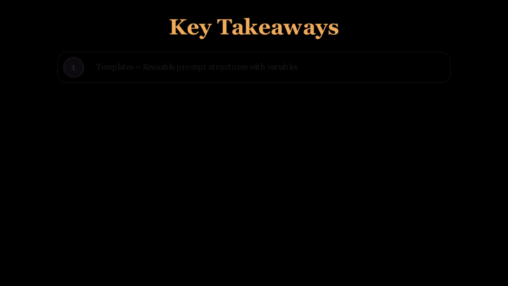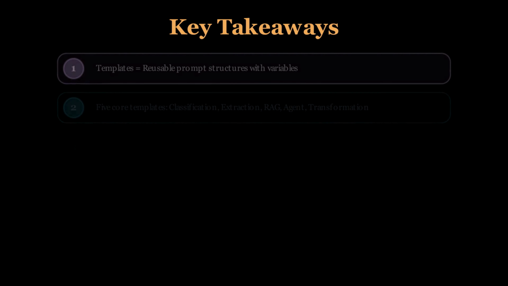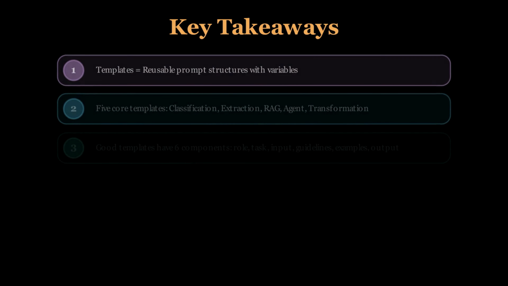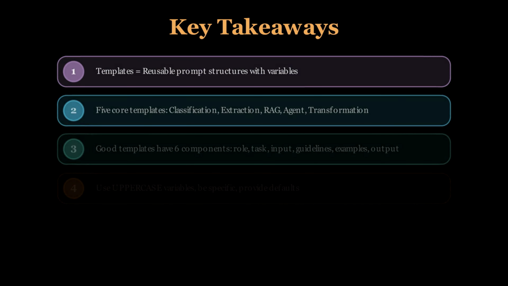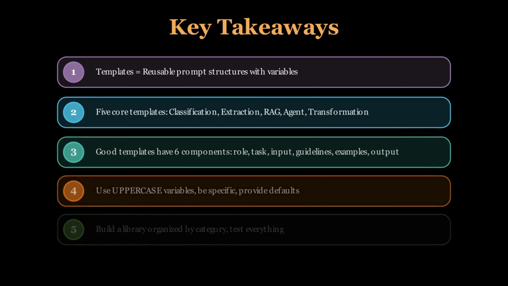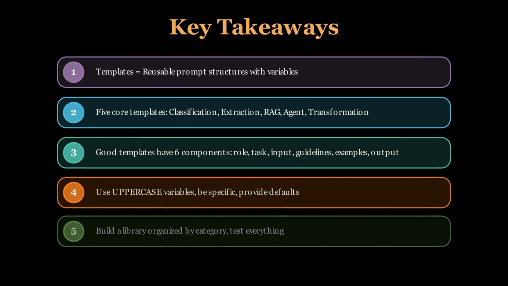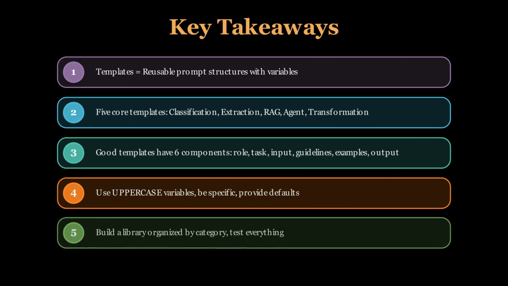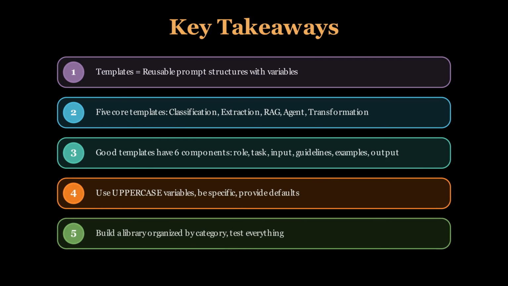Key takeaways. Templates are reusable prompt structures with variables. The 5 core templates are classification, extraction, RAG, agent, and transformation. Good templates have 6 components. Use uppercase variables. Be specific. Provide defaults. Build an organized library and test everything before deployment.